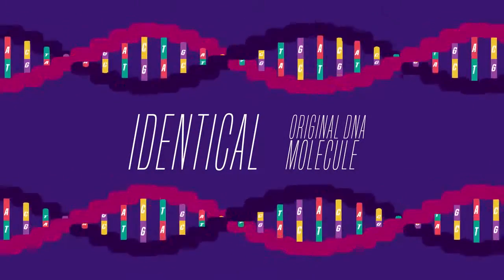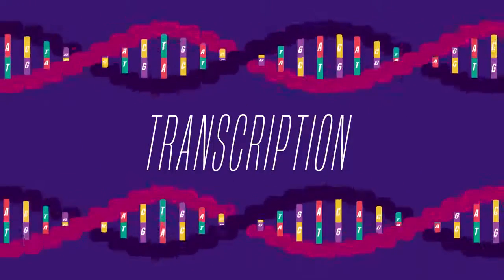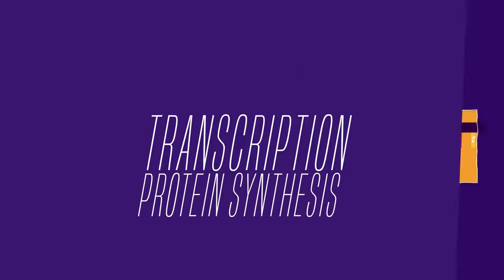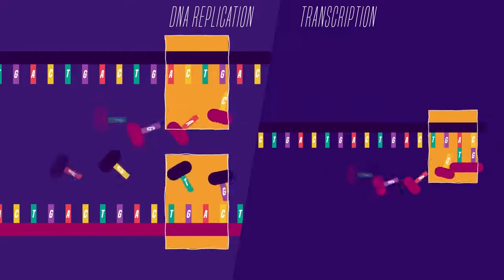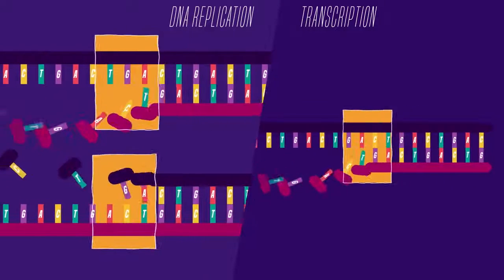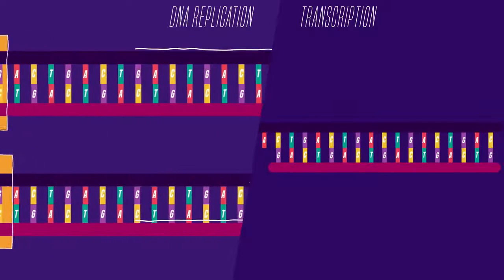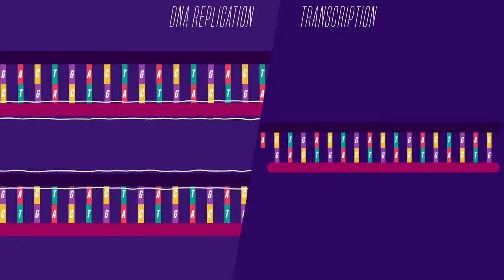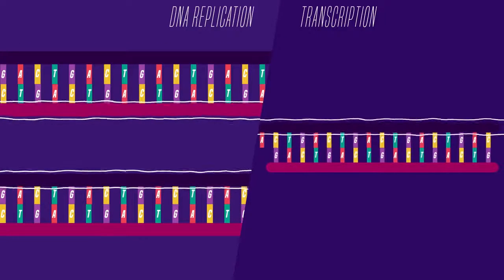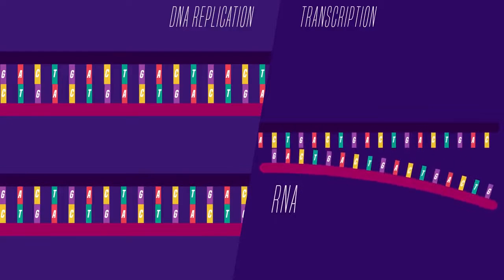In some ways, DNA replication is similar to transcription, a process that happens during protein synthesis. They both use enzymes to join free nucleotides together, and they both take place in the nucleus, but there are important differences. In DNA replication, each DNA strand is used as a template to make two new identical DNA molecules. In transcription, the coding strand of the DNA molecule is used to produce a single strand of RNA.